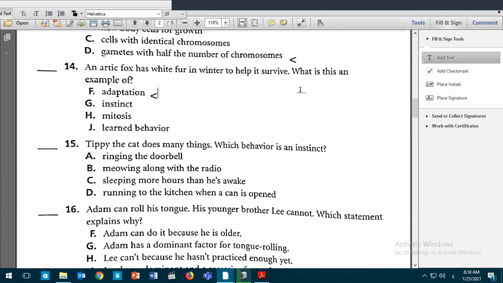Please try to focus. I think it's C, sleeping more hours than he's awake. Exactly, yes. Sleeping more hours than he is awake. That's right. I was going to say B, meowing along with the radio.